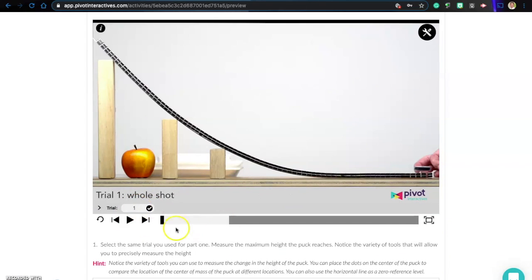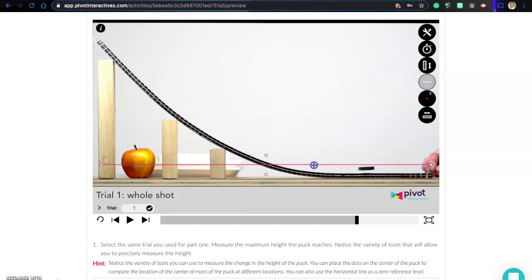Still in trial 1. I'll watch this again, and now it goes up. It goes to that height. So let me come back a little bit here. Open up some tools. I'm going to open up this line here and put it right here so I can hopefully recognize that that is right on the center of that, which is fine. You could put it anywhere you really want, but I'm going to put it on the center, and I'll back this up, advance that just to where it stops. That looks about right there. I'll put a dot there, right on the center again.